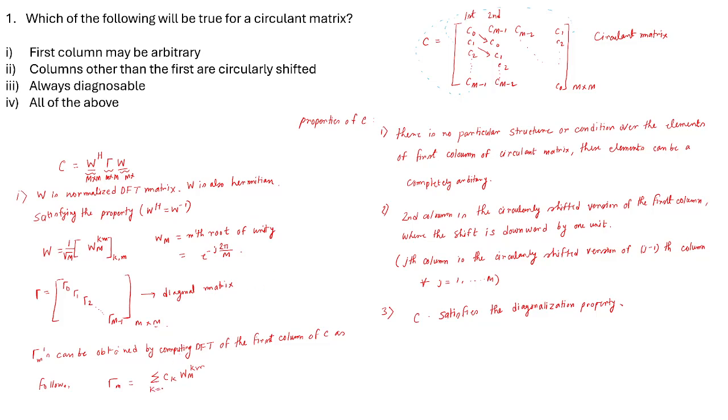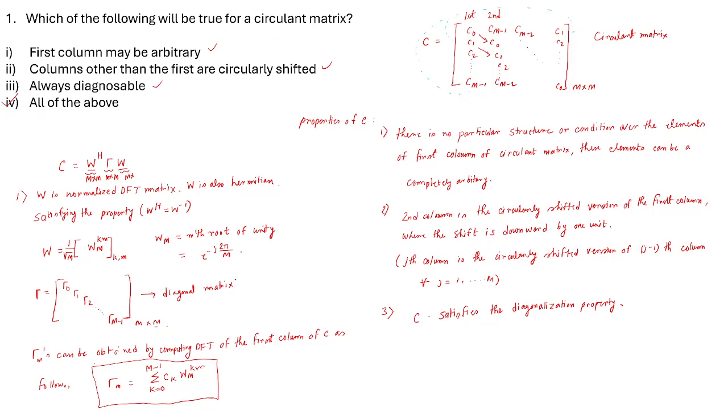K runs from 0 to m minus 1. So this is the relation between the elements of this diagonal matrix gamma and the constituent matrix elements along with C. Therefore we have seen that this is true, this is true, this is also true. Therefore the fourth option is going to be correct only.